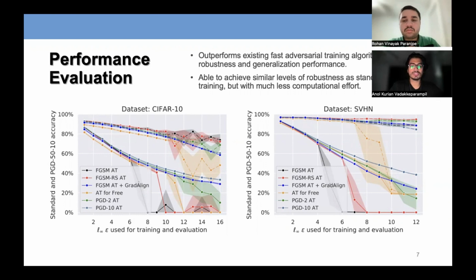The results show that the proposed algorithm significantly outperforms existing fast adversarial training algorithms in terms of robustness and generalization performance. The authors also show that the proposed algorithm is able to achieve similar levels of robustness as standard adversarial training, but with much less computational effort.